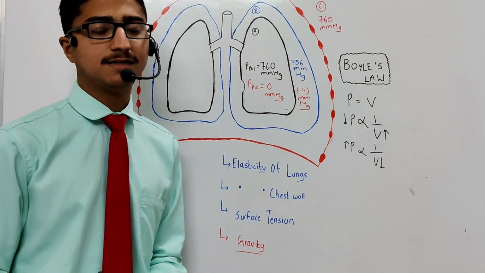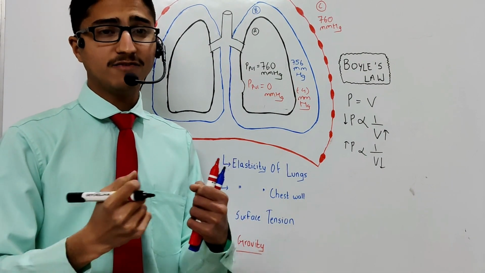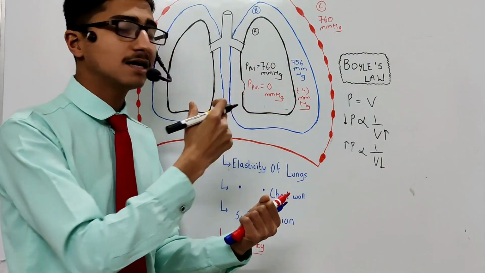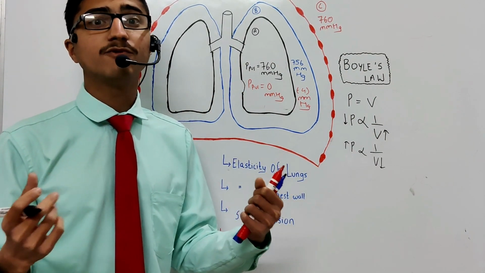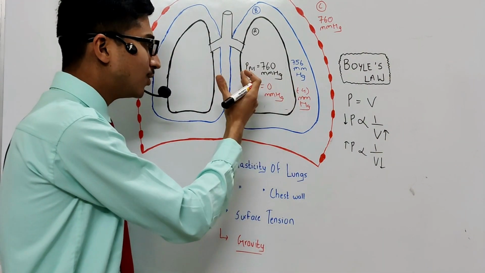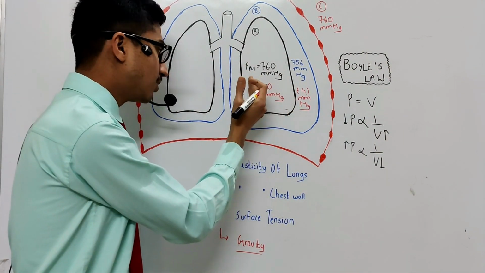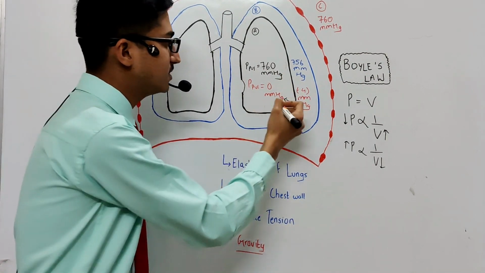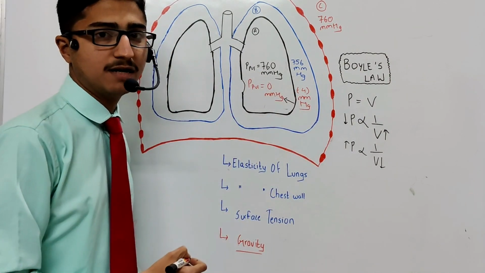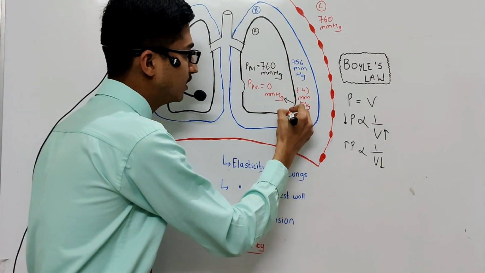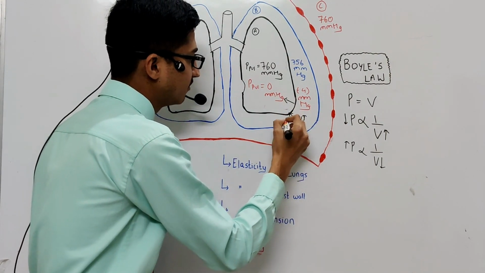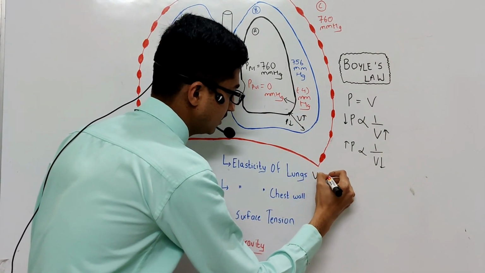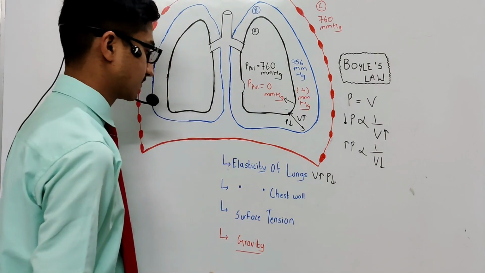Now what is elasticity? Elasticity is the property that when we stretch something, it wants to recoil. And we all know that lungs are made up of elastic tissue, so they want to recoil. If lungs recoil, what happens? The visceral pleura will move away from the parietal pleura. So the volume here increases, whereas pressure here decreases. So let us write that volume increases and pressure decreases.